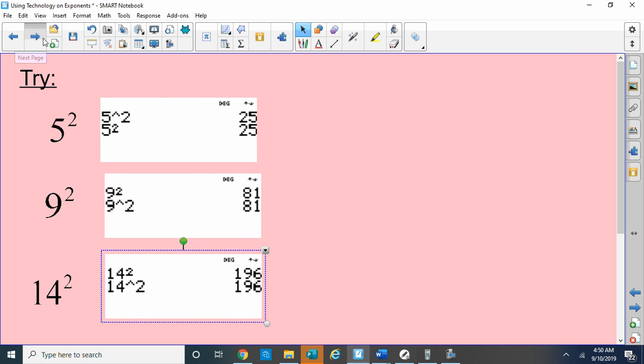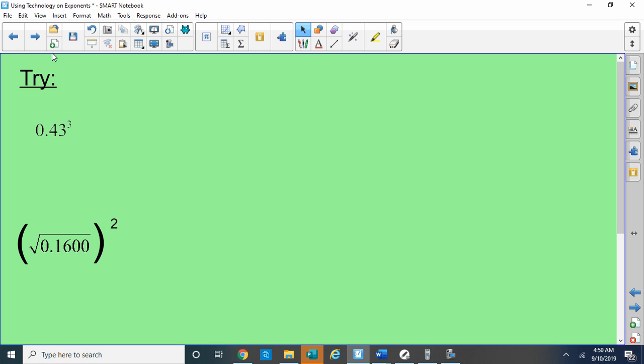So I hope you're enjoying the video and getting something out of it. Here are a couple others. Here's a decimal. So type exactly what you see there, and there's your exponent button. So here's one with the square root in there. So we talked about square root in the other video. So give it a shot. So hopefully you know how to use your square root. If you don't, check out my other video on using technology with square roots.